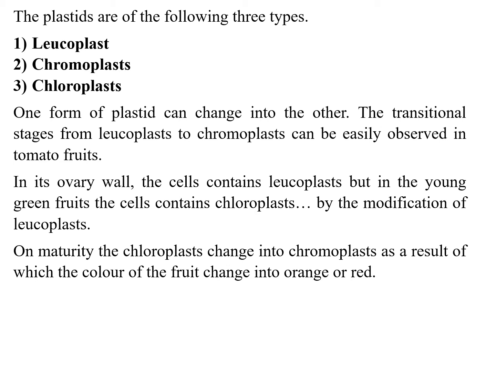In its ovary wall, the cells contain leucoplast, but in the young green fruits, the cells contain chloroplast, which have been formed by the modification of leucoplast. On maturity, the chloroplasts change into chromoplasts, as a result of which the color of fruits changes into orange or red.